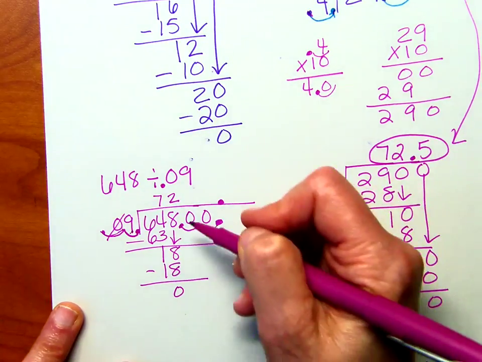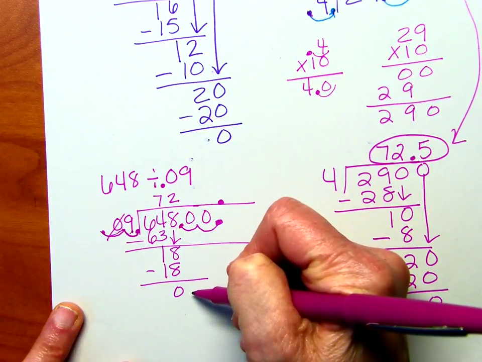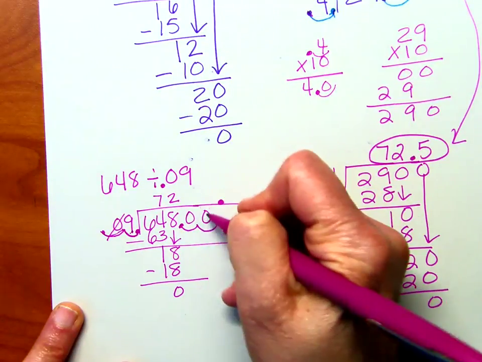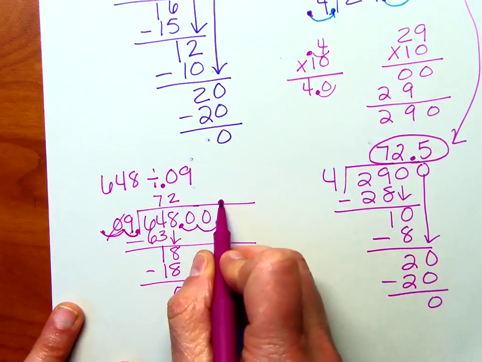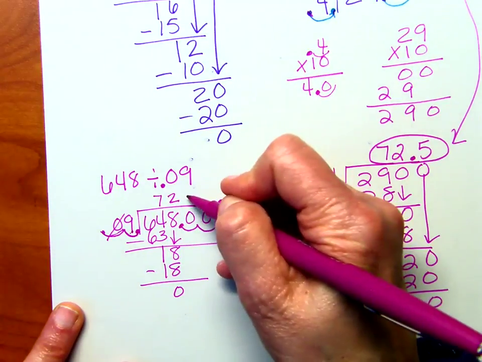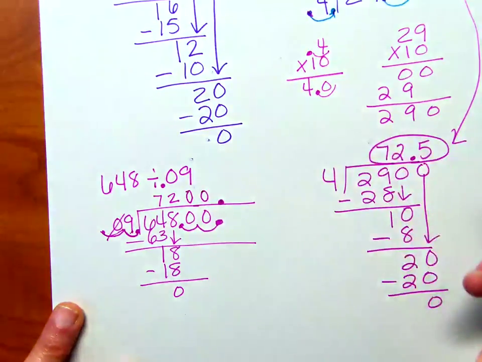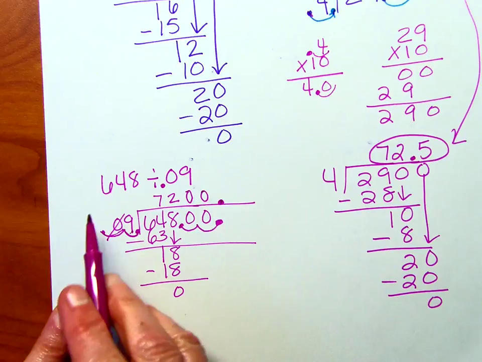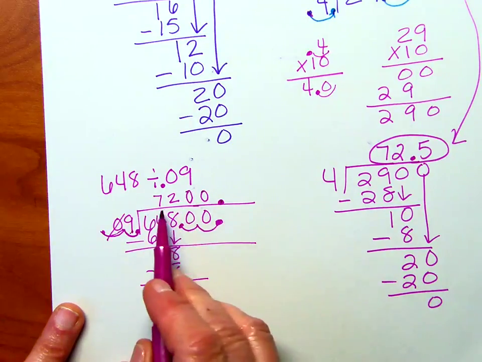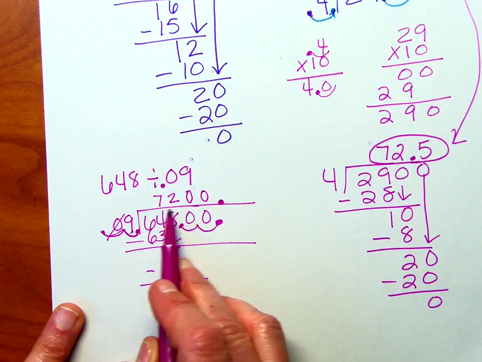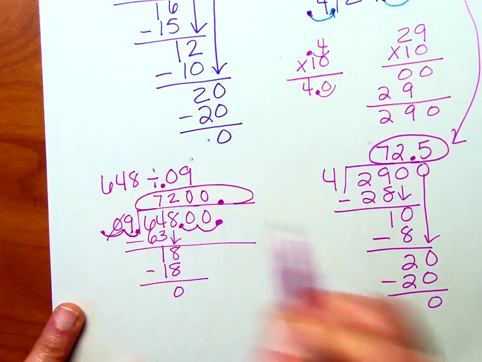Now, notice we don't have to bring down any other zeros. We're still going to get zeros. So if you have a space between your last digit and the decimal, go ahead and plug in some zeros as placeholders. Okay? So 648 divided by 9/100 is going to give you 7,200. And like I said, it was going to be a big number.